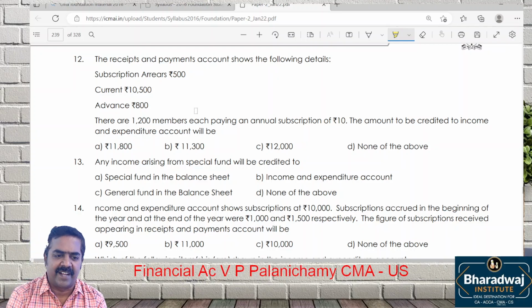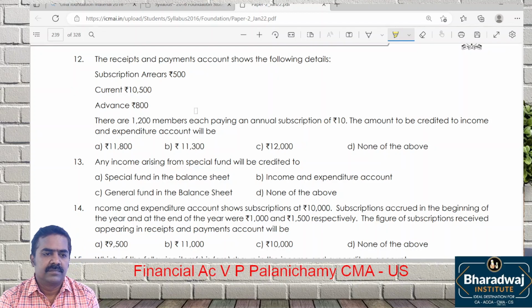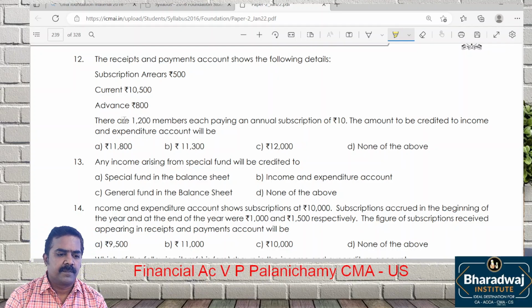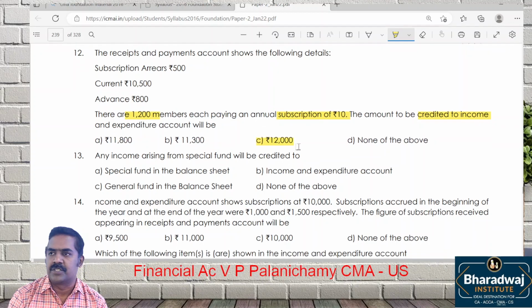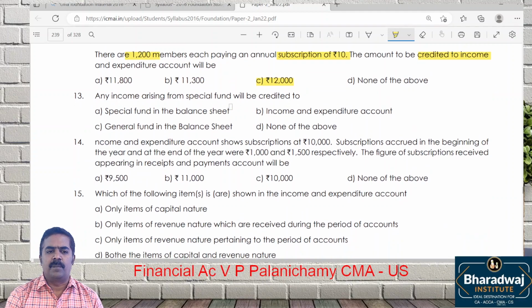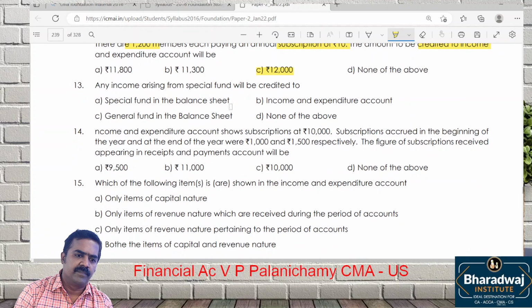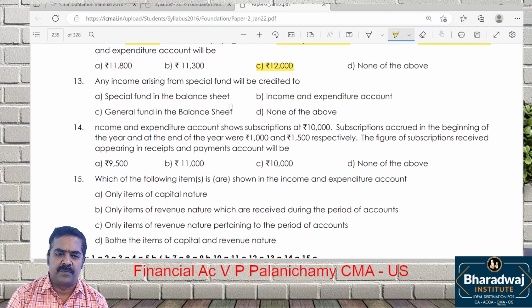12th question also very direct question. Think. Subscription year current advance எல்லாம் கொடுத்திருக்கோம். There are how many members? 1,200 members, each paying a subscription of 10. The amount to be taken as income is 1,200 into 10. 1,200 into 10 how much? 12,000. When you know number of members and amount, we can directly multiply. Other data is not relevant. Then, any income arising from a special fund will be taken to what? That special fund.